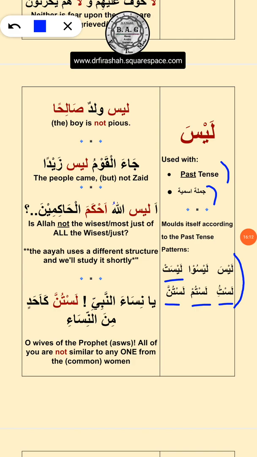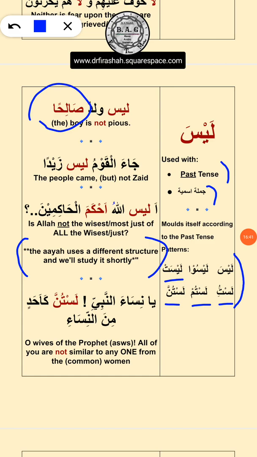So laysa waladun salihan, the boy is not pious. Ja'a means to come. So ja'al qawmu, the people came. Laysa zaidan, but not Zaid. Laysa Allahu ahkamal hakimin. Now I know that the ayah is different, but we'll study the formation that is used in the ayah in the next lesson.